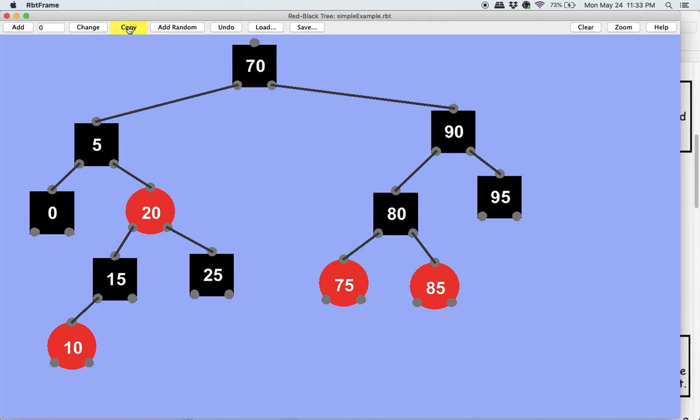Next one, 70. Delete the 70. It has two children. Find the in-order successor. It's 75. Copy the data. Delete the 75 down here. It's red. No other changes necessary.